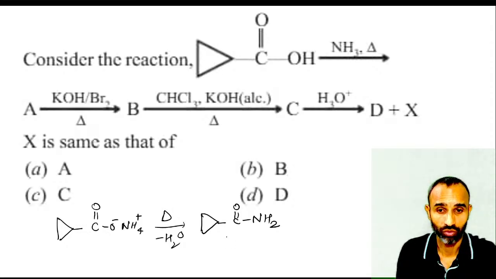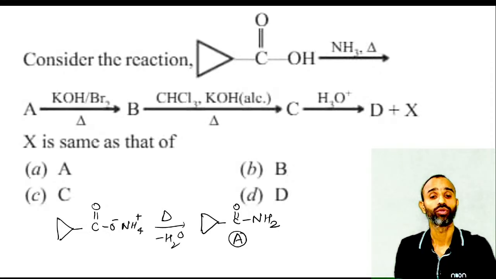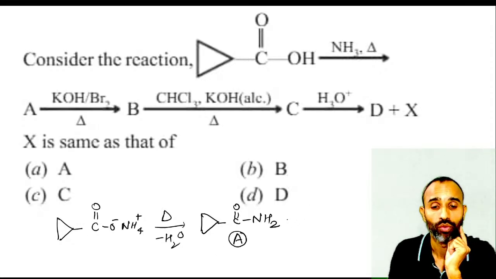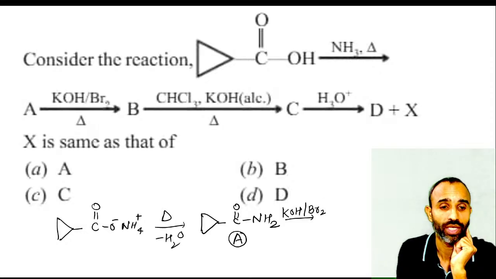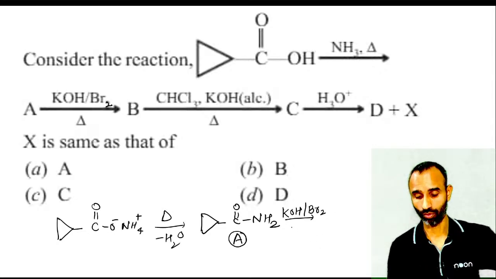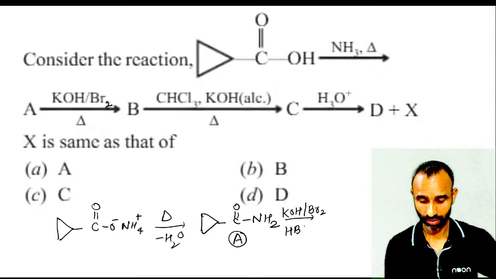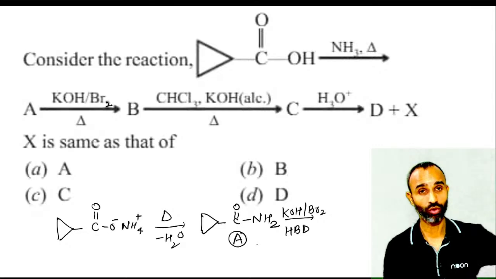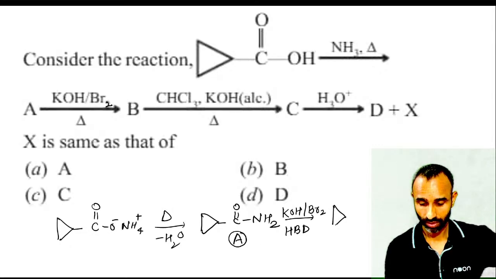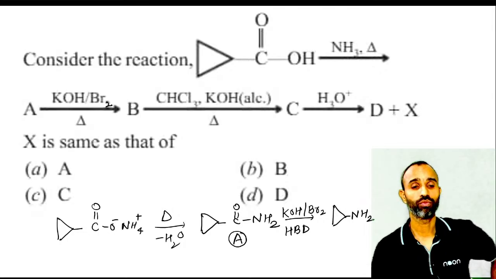This one is A, right? Now this A, when treated with KOH and Br2, what is the name of this reaction? This is Hofmann bromamide degradation. So CO is removed, and this product is formed.